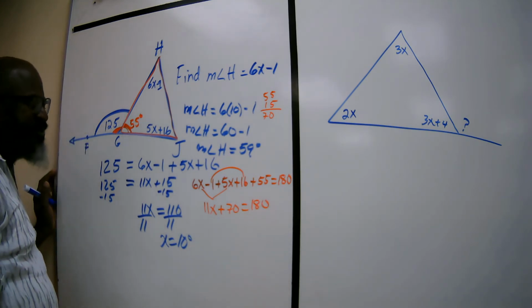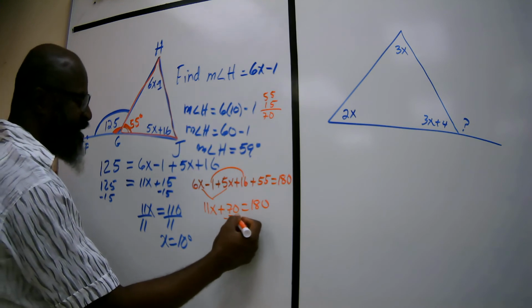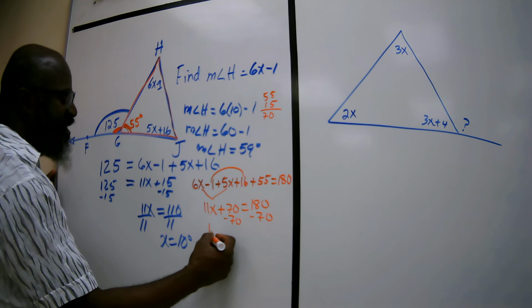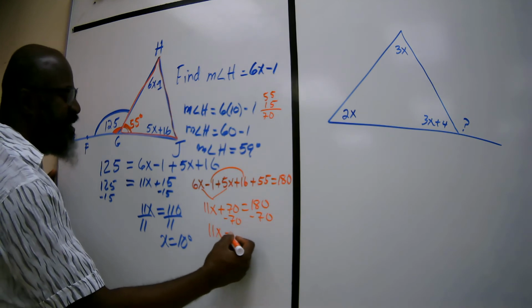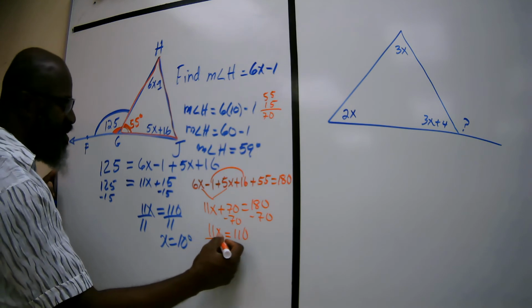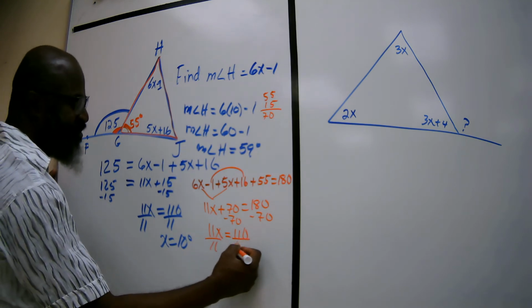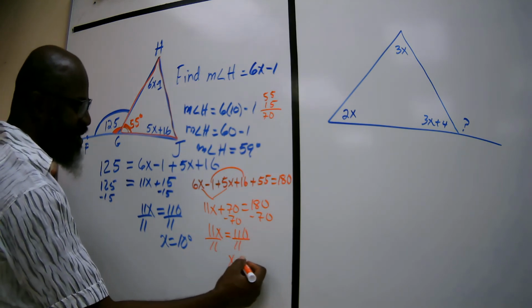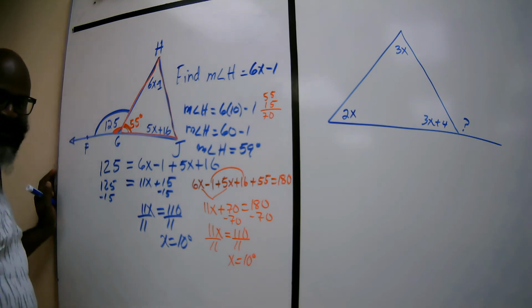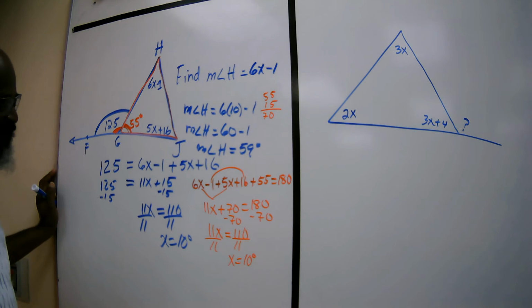So in this case, you subtract 70 from this side. Then you'll have 11x is equal to 110, and divide by 11. In this case, x is 10 degrees. So you have two options to find x. It depends how you see it.